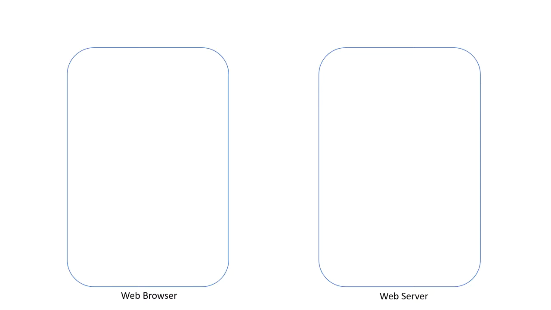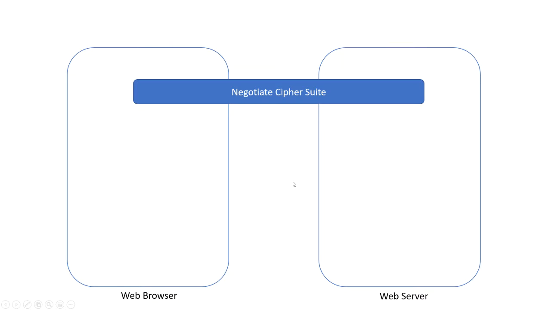So what I have done is I have drawn a web browser and a web server here. The first step when we try to make a connection between a web browser and the web server is the exchange of the cipher suites. The web browser will say, these are all the cipher suites that I am aware of, and sends that information. The web server will send information back saying that I have selected the cipher suite.